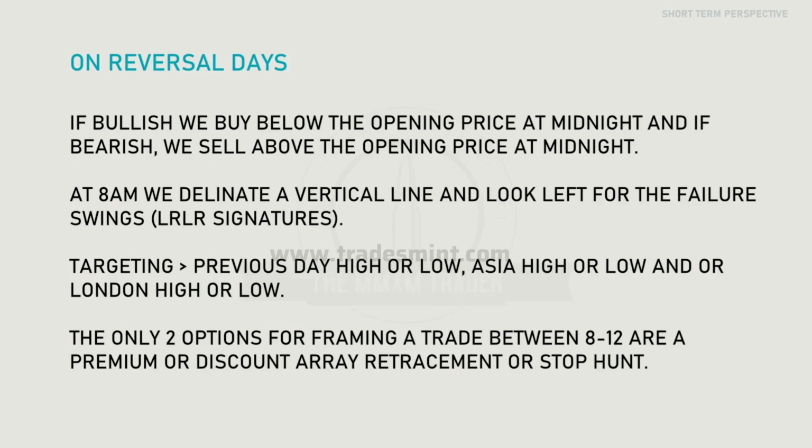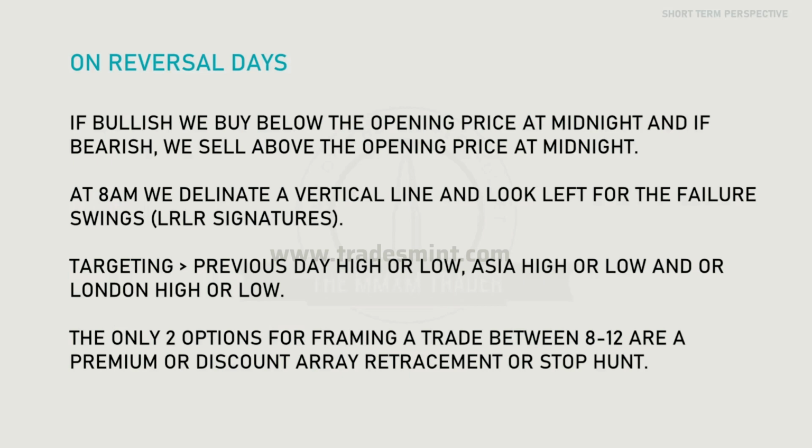So at 8 a.m. we delineate a vertical line and then we look left for those failure swings, right? Those LRLR signatures. Then we think back about core concepts, right? Failure swings, engineered liquidity, equal highs, equal lows, trend line, and all that kind of stuff. Now, what are we targeting? We're going to be targeting previous daily high or low, right? The easiest draw on liquidity, Asia high or low, or London high or low. The only two options for framing a trade between 8 and 12 are premium and or discount array retracements or a stop hunt.